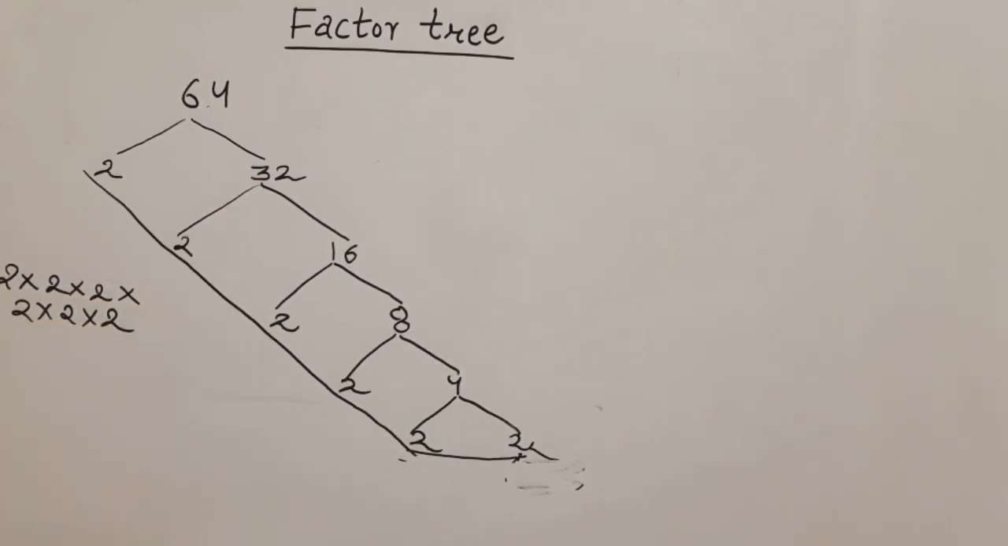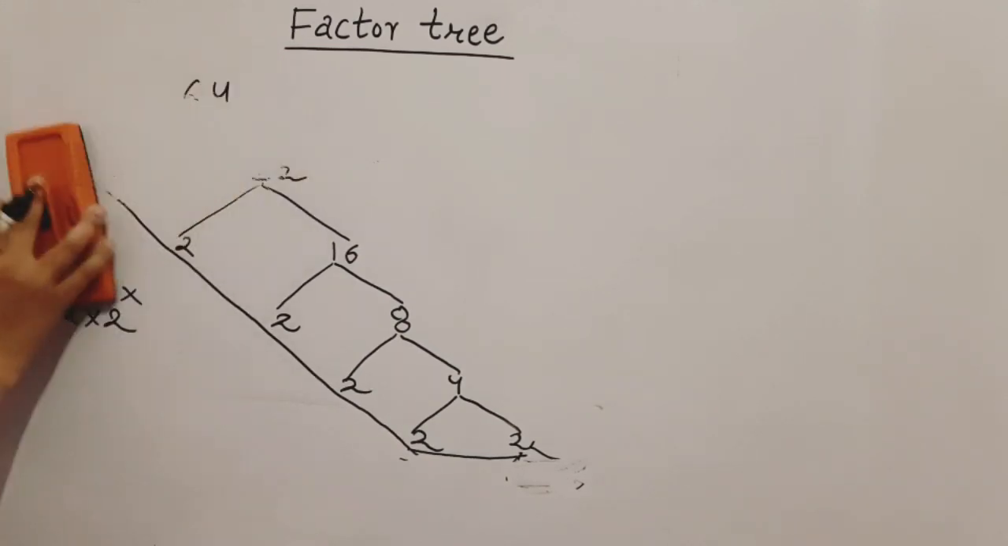Then how will you check whether your answer is correct or wrong? For that you have to multiply these numbers. 2 2s are 4, 4 2s are 8, 8 2s are 16, 16 2s are 32 and 32 2s are 64. So that means your factor tree is totally right. This is an example. You don't need to draw this in your classwork copy.